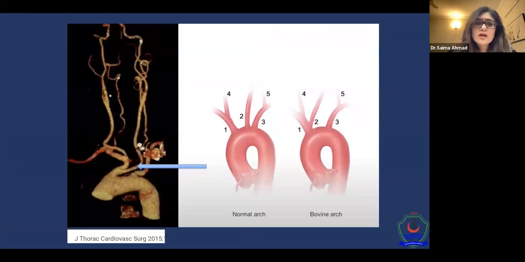Now, what else? When you do the CTA, an additional advantage is that you can look into the arch. This is a bovine type of arch. When you have this kind of arch, you can choose your devices and your type of catheters, and you can save time, which is very important in stroke therapy.